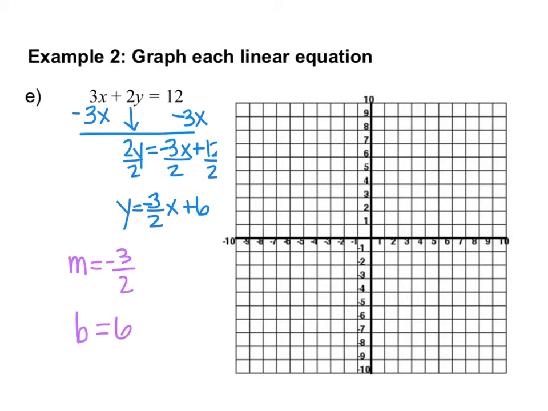is +6. So I'm going to start up at the +6, and I will go down 3 and to the right 2, down 3 and to the right 2, and I'm just going to go a couple in either direction, and then up 3 and to the left 2. So again, just making sure that since we have a negative slope, we should end up with a negative line, so it should be a line going down from left to right, crossing through +6 on the y-axis.